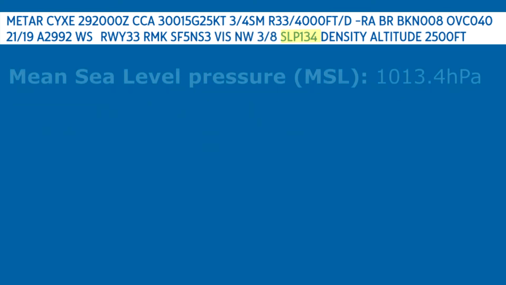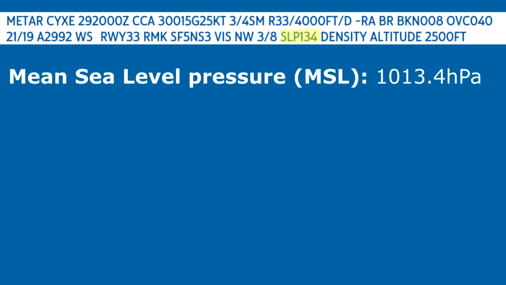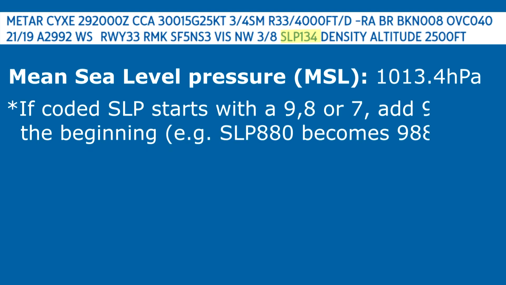And the next part we have is sea level pressure. Usually how we say it or write it down is mean sea level pressure, so MSL. And in this case, it's 1013.4 hectopascals. Sea level pressure is measured in hectopascals. So some points to remember: if the coded mean sea level pressure value starts with a 9, 8, or 7, we add the number 9 in front of it. So an example of 880 sea level pressure becomes 988.0 hectopascals.